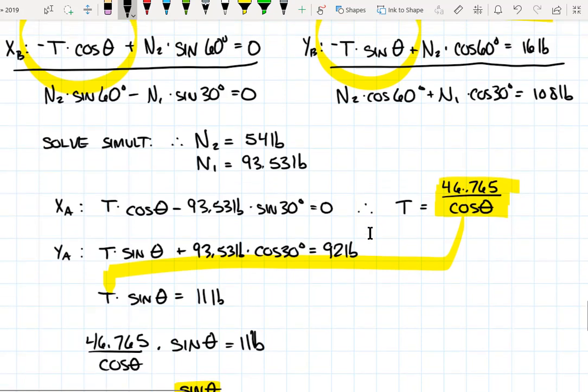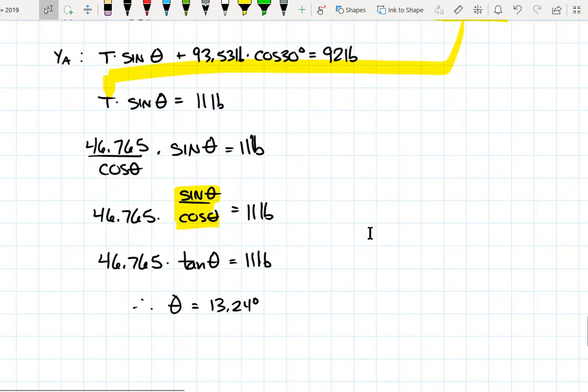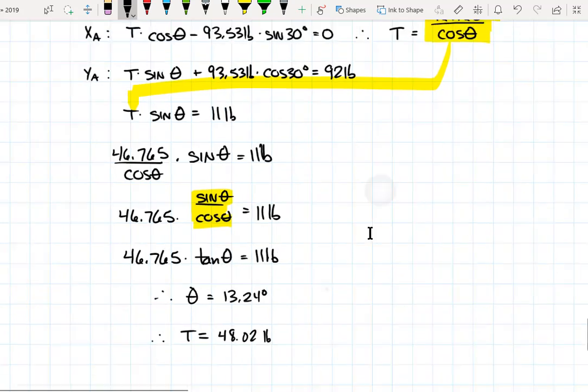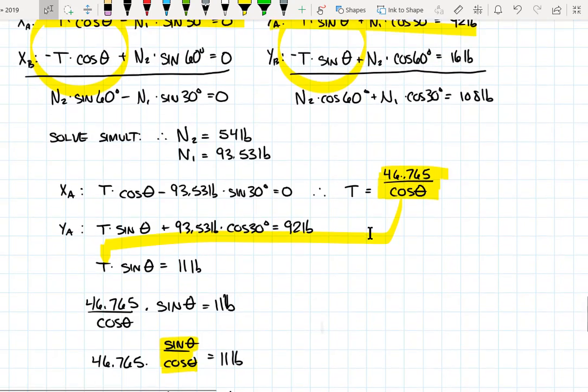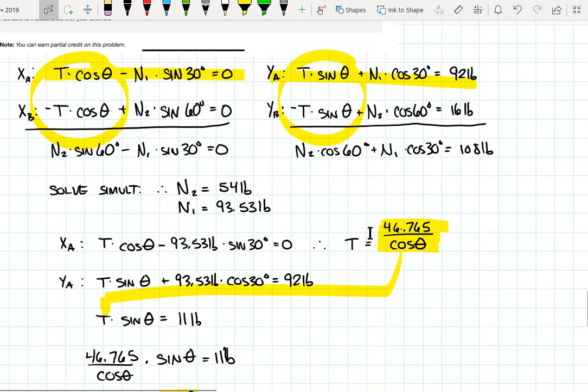And I can also plug it into one of these equations up here and solve for T. I guess I could even put it into the one I have highlighted right there. And I would get T is, I don't know if I wrote it down, 48.02 pounds. And again, I don't know if WebWork likes these because I did round some, but that is the general procedure. Now, these type of problems in WebWork are meant to make you work through how you get the geometry to work out?